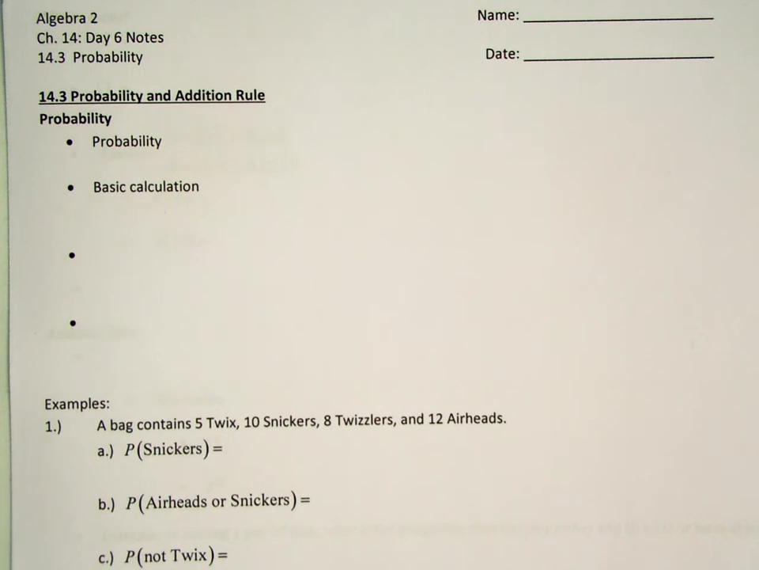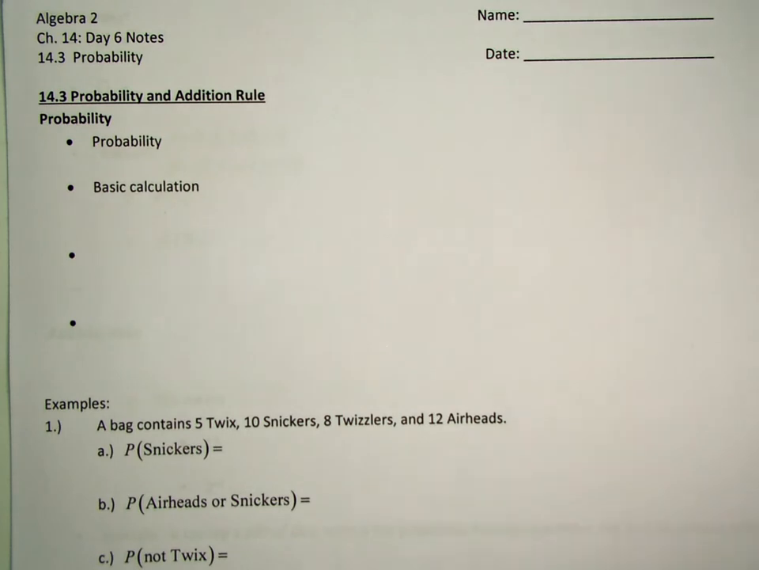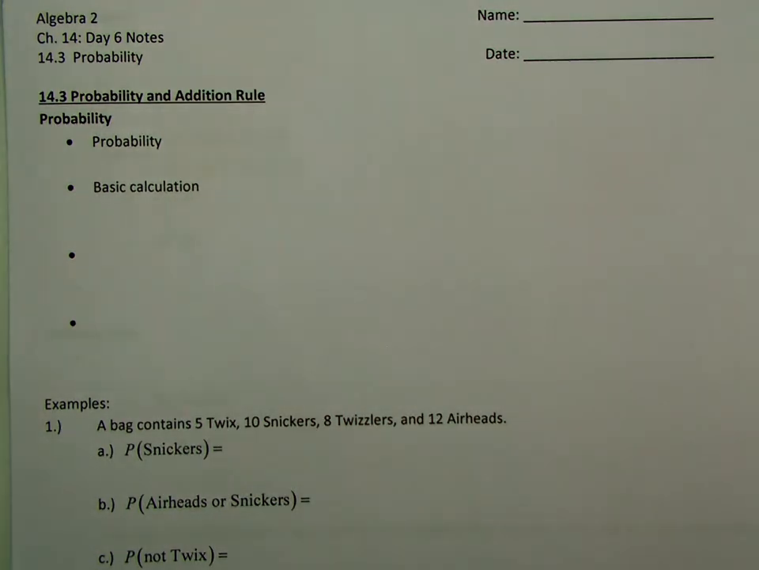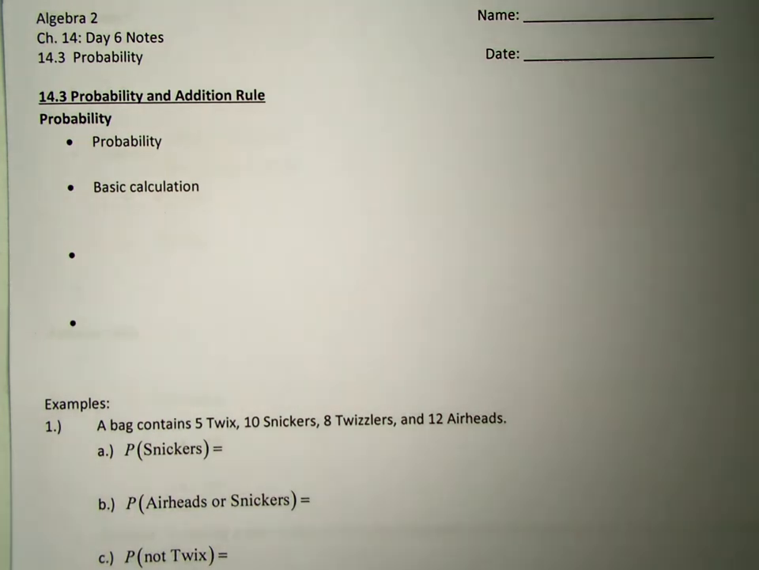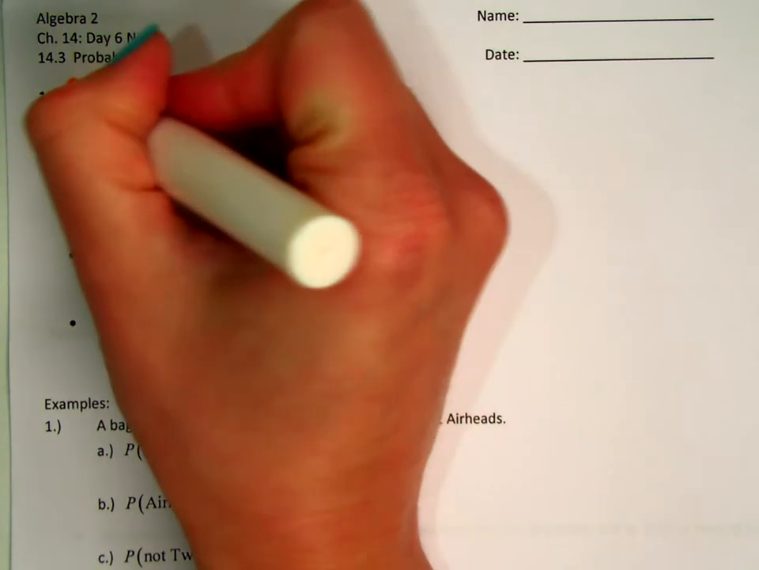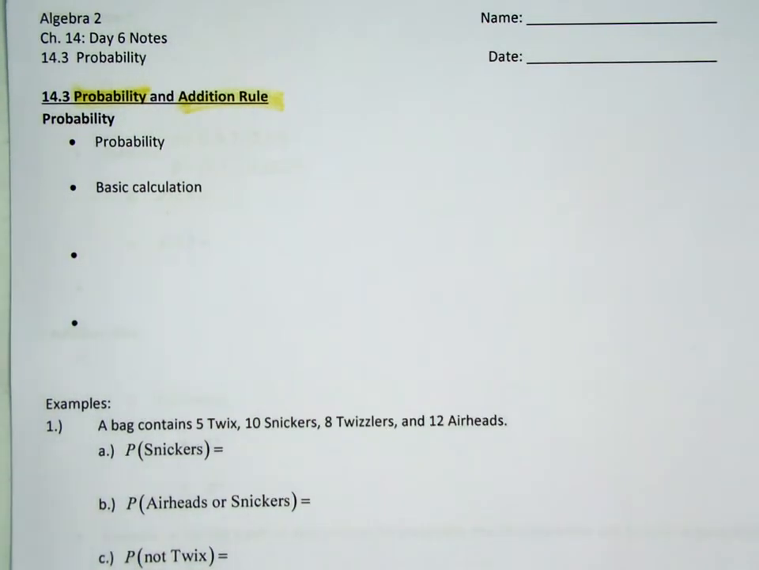All right, so this is for Chapter 14.3, Section 3, Day 6 notes on probability. Now, before we start this, just realize that we are starting to kind of shift gears here. Although we're still going to need to find the number of options for an event or the number of combinations in order to help us find probability, we're really shifting towards this focus on actually finding the probability, and also using the addition rule to help us find the probability.